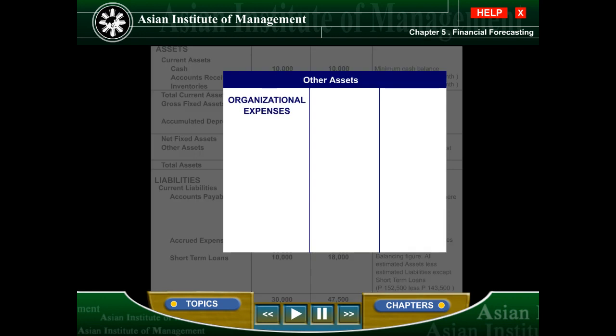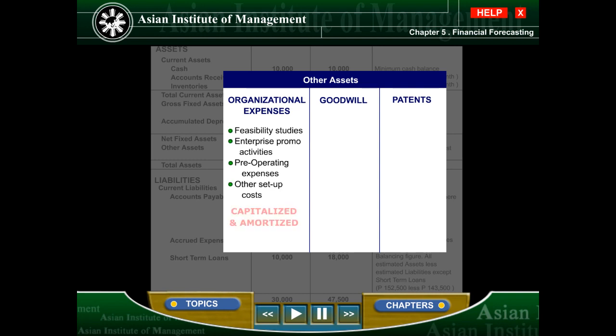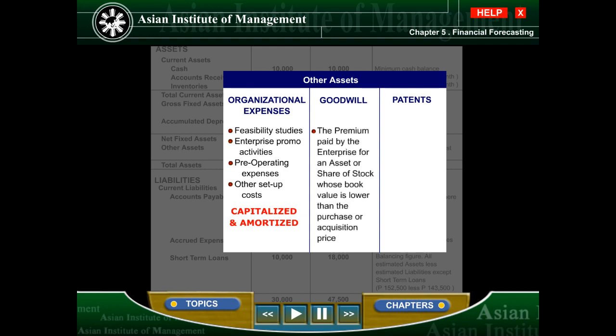Other assets include organizational expenses, goodwill, patents, etc. Organizational expenses comprise feasibility studies, enterprise promotion activities, pre-operating expenses, and other setup costs. These are likewise capitalized and amortized. Goodwill is the premium paid by the enterprise for an asset or share of stock whose book value is lower than the purchase or acquisition price. For example, if a company acquires an asset at a book value of ₱1,000,000 but pays ₱2,000,000 for it, the incremental million is recorded as goodwill. Patents are payments to holders of an invention or technology.